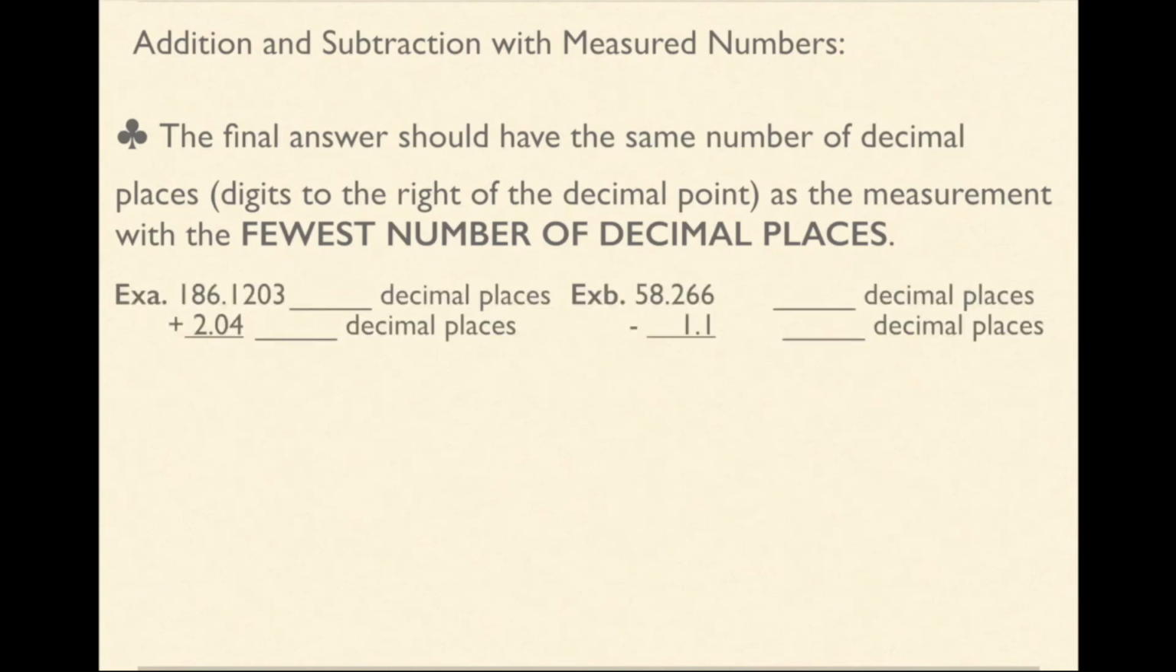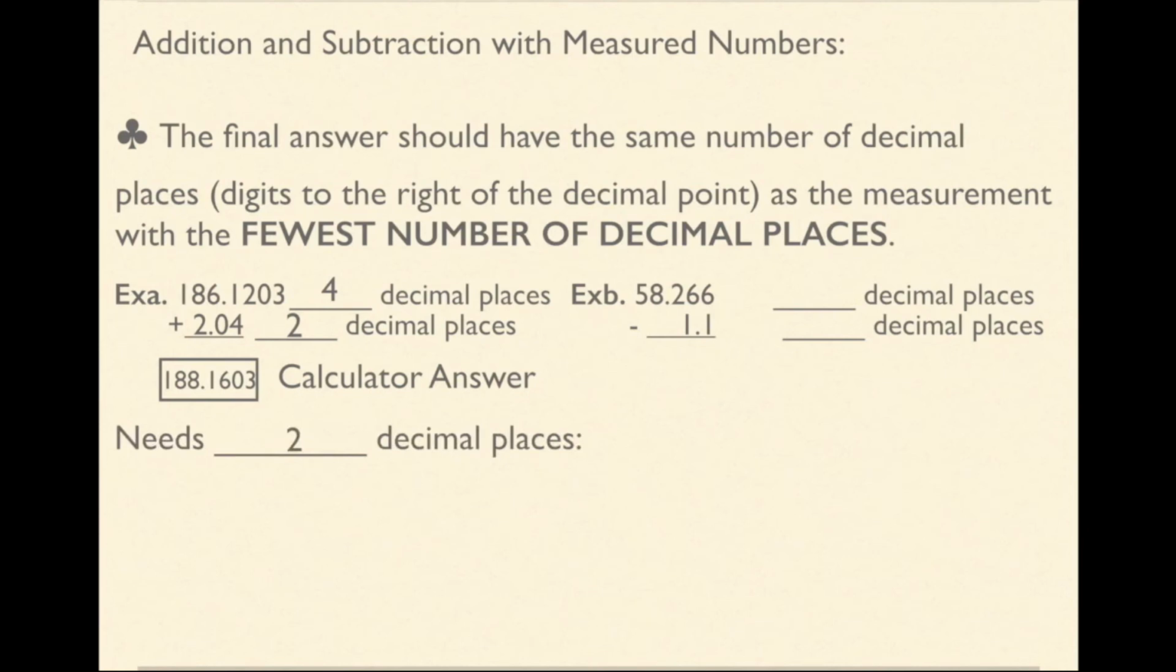So let's look at that. How many decimal places does 186.1203 have? Well, it has 4 decimal places. 2.04 has 2 decimal places. So when I add those two values together, I end up with 188.1603. So my final answer is going to need 2 decimal places. So that's going to round to 188.16.